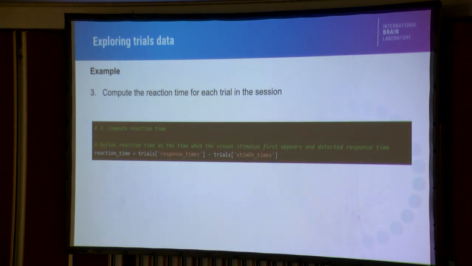If we want now to compute the reaction time for each trial in the session, we can use these different variables. For the sake of this example, we are going to compute the reaction time as the time difference between when the visual stimulus appeared on the screen, so that's the stim on times, and the moment that we detected a response, so that's when the stimulus was either registered to the center or outside of the screen, and that's the response time here. Because the trials object has a length of the number of trials, we can simply subtract the two. So that's our reaction time for all of the trials.